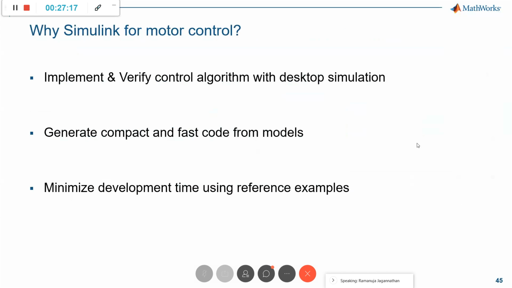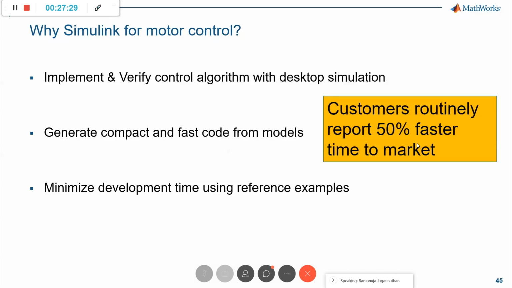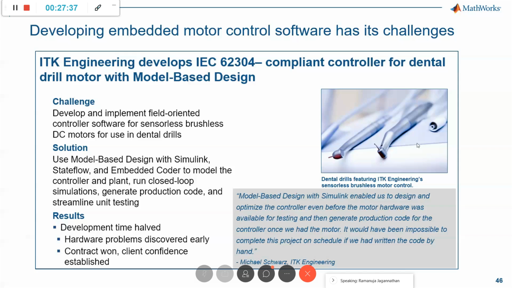Now, once they are satisfied with the simulation results, they are happily deploying these control algorithms to the embedded hardware to check in real-time situations. Now, with this method, a lot of customers report that they were able to develop their control algorithms much quicker. In one example, one of the customers used Simulink to develop motor models and then develop control algorithms alongside.